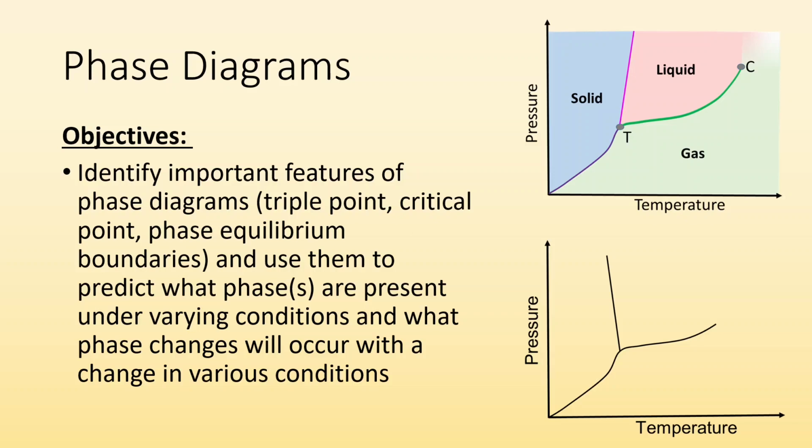Mr. Donahue here again. This time we're going to take a look at phase diagrams. So objectives: identify important features of phase diagrams, including triple points, critical point, and phase equilibrium boundaries, and use them to predict what phases are present under varying conditions and what phase changes will occur with the change in various conditions. It means like, hey, I have a gas and I increase the pressure, what will happen?